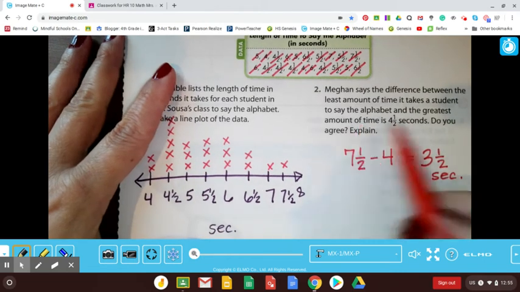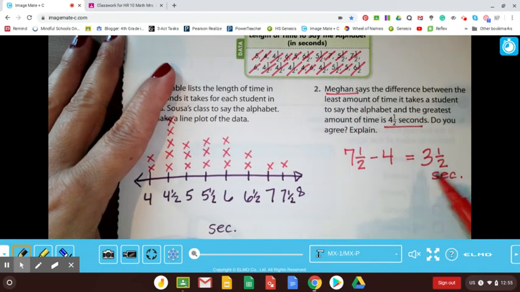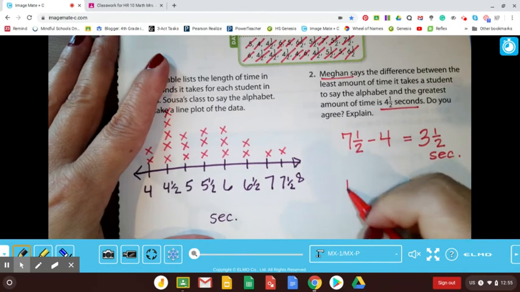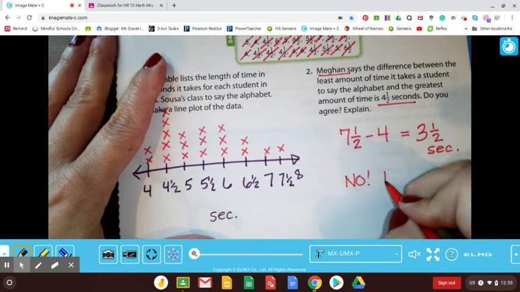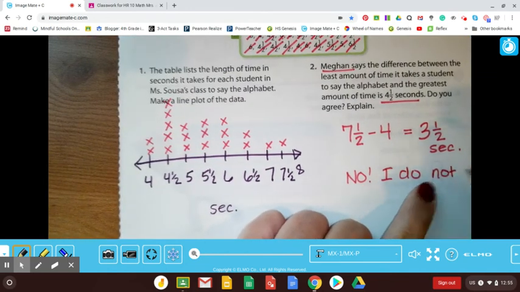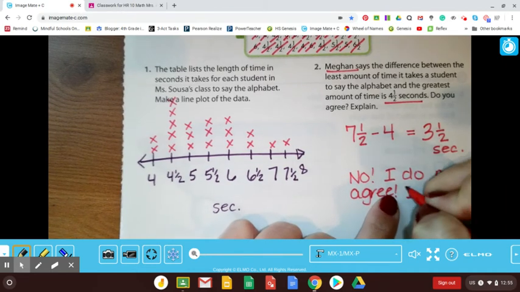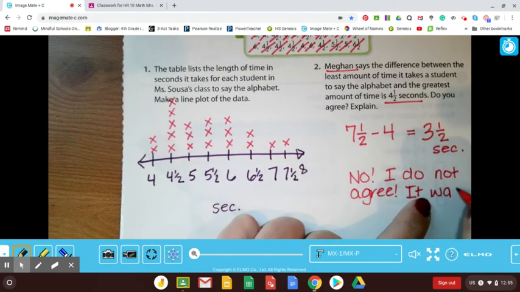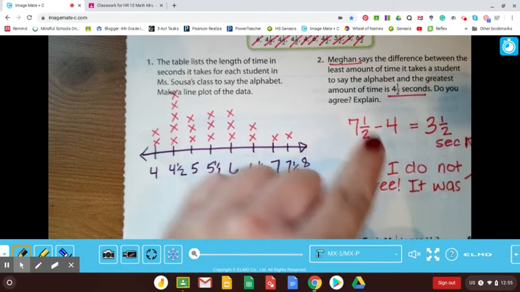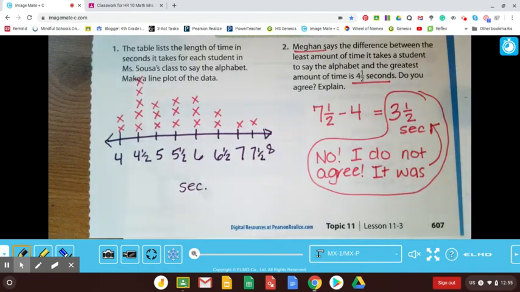So this girl, Megan, said that 4.5 seconds was the difference. I got 3.5 seconds. So do I agree with her? No, I do not agree with Megan. It was 3.5 seconds. And there's my answer.